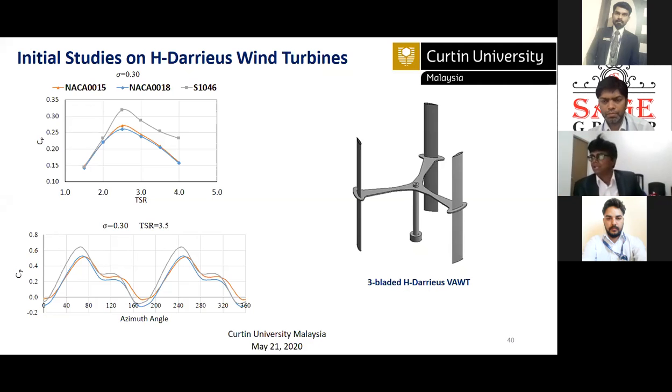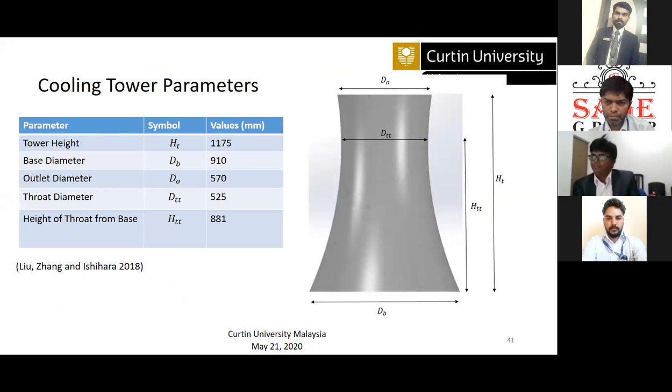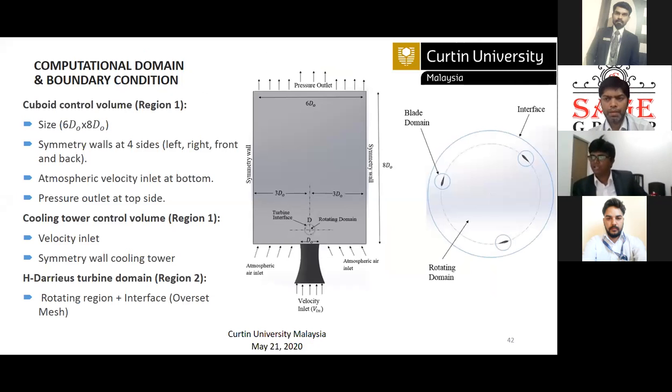And here are some 3D simulation results. We started with calculations on the numerical simulation first, and then we fabricated. We actually did these numerical simulations on the cooling tower using 3D calculations. One simulation takes around 1.5 days for a particular 1 RPM, 1 TSR case.